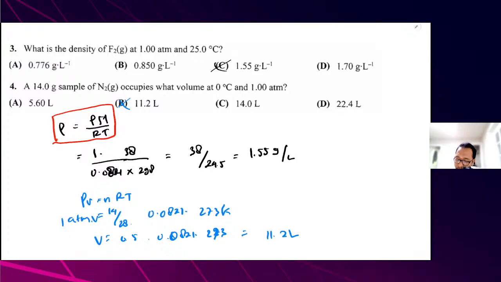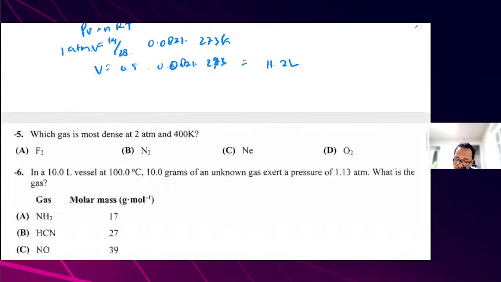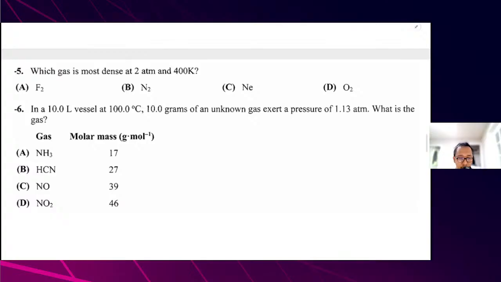All right. So the answer will be B. And now let's move on to another question, number 5. Which gas is most dense at 2 atm and 400 K?